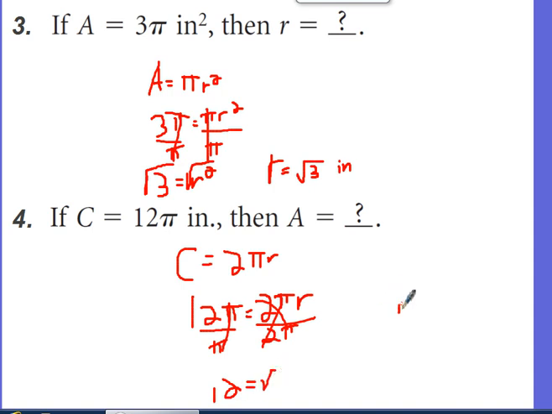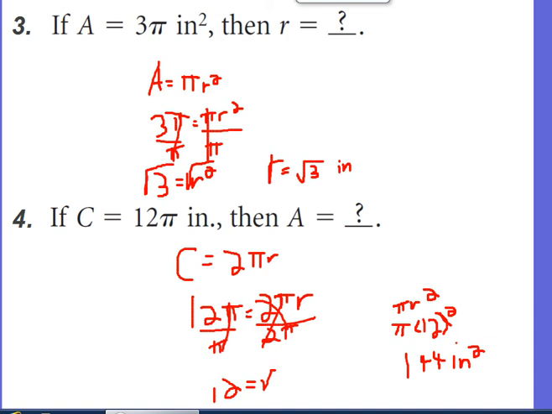Well, the area is pi r squared. pi times 12 squared. Well, 12 squared is 144. So you get 144 pi inches squared.